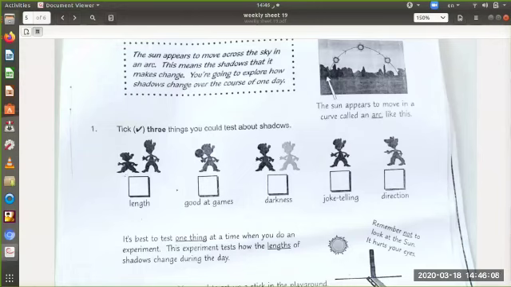The sun appears to move across the sky in an arc. This means the shadows that it makes change. You are going to explore how shadows change over the course of one day. Pick three things you could test about shadows. We could test the length, the darkness, the direction. Okay?